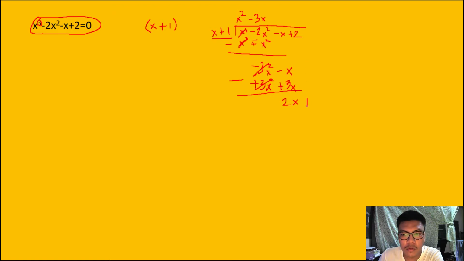Then bring down 2. Now we divide 2x by x. So we have 2x divided by x, that is 2. We multiply now 2 times x, that is 2x. 2 times 1, that is 2. So by subtraction, okay, magiging negative na rin to. So cancel this one. Also, cancel na rin yun. So 0 ang ating naging remainder.